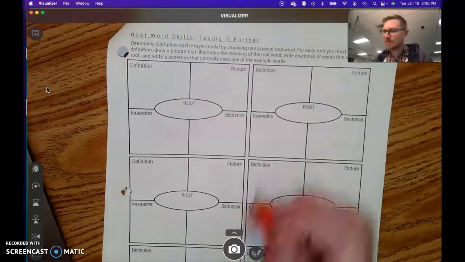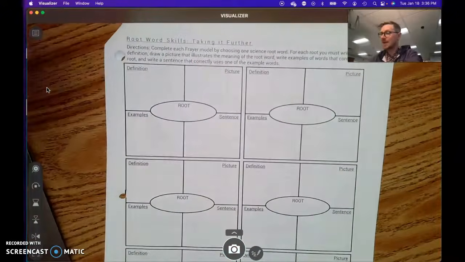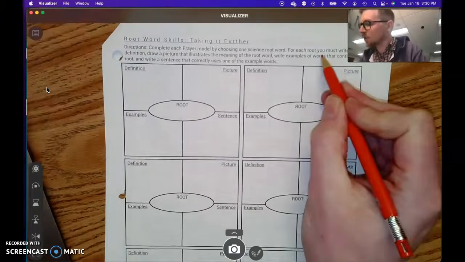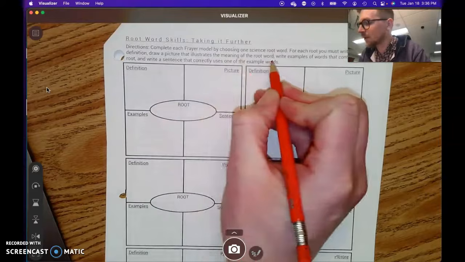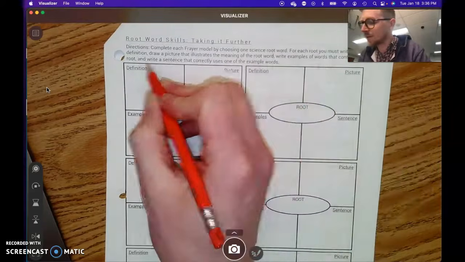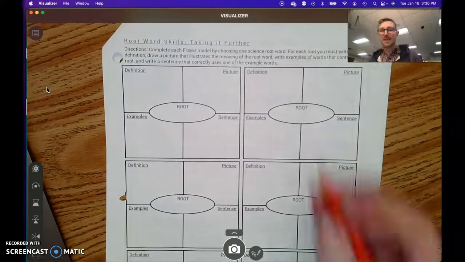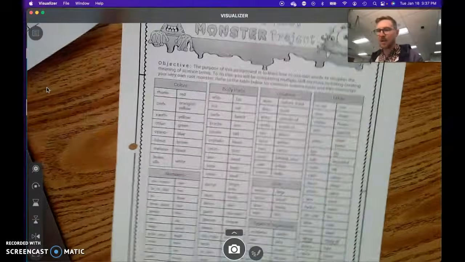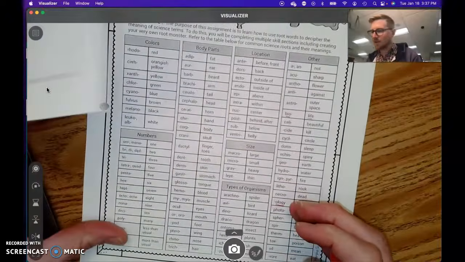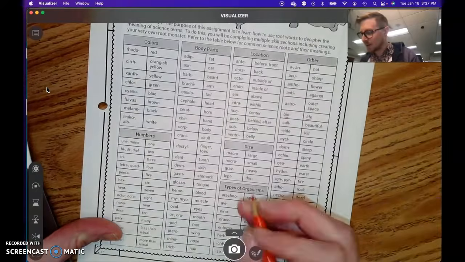Last part, section 5. Directions. Complete each Frayer model by choosing 1 science root word. For each root, you must write the definition, draw a picture that illustrates the meaning of the root word, write examples of words that contain the root, and write a sentence that correctly uses one of the example words. This is the way we do vocabulary in class, so you should be pretty familiar with this. But choose 6 of your favorite roots here from the first page.